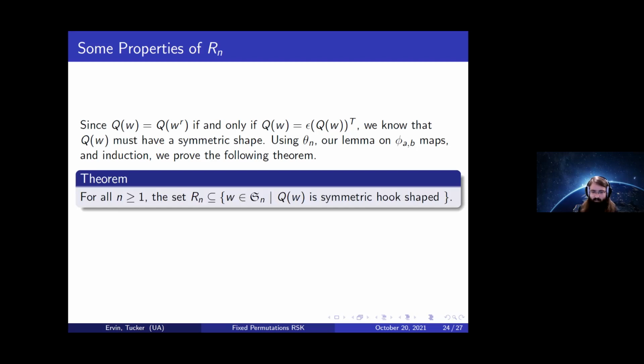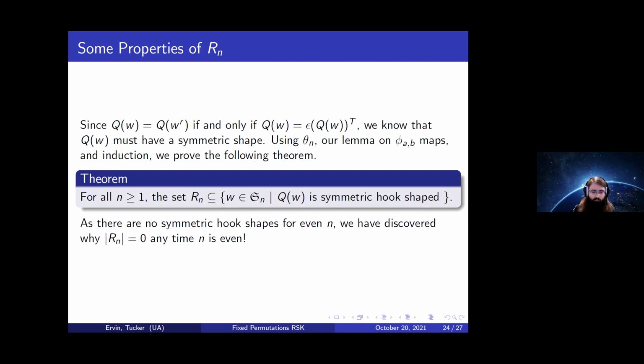And that's just for all n greater than 1, the set Rn is a subset of all permutations that have symmetric hook shape recording tableau. The subset is often strict. It's strict for every n greater than 5, but that's not really important to what we're thinking about. And while this greatly reduces the RNs, the permutations we have to look at, you wouldn't think this would give us too much, but it actually pretty much completely solves the counting problem.